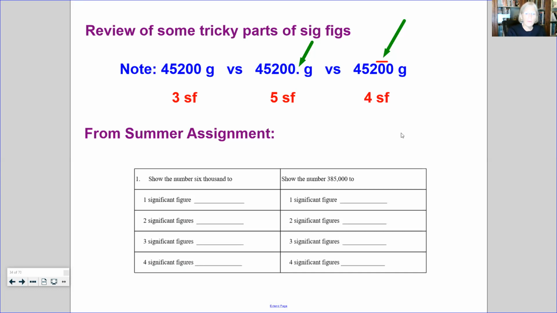I'll show you on the board that this was a very common mistake on the summer assignment. To write the number 6,000 to 1, 2, 3, or 4 sig figs means you still have to keep the magnitude of the number 6,000. You can't just drop to the number 6 for one sig fig. So that was a little tricky, and I'll show you more about that on the board.